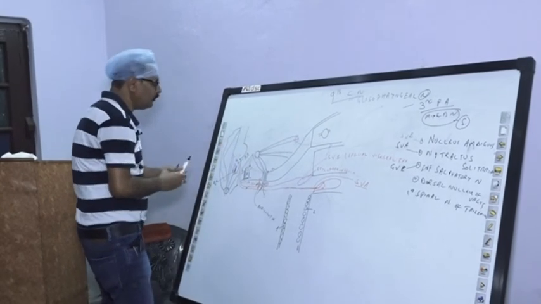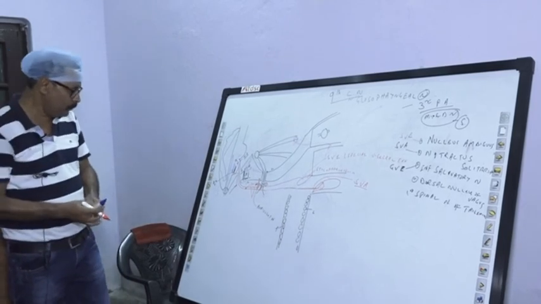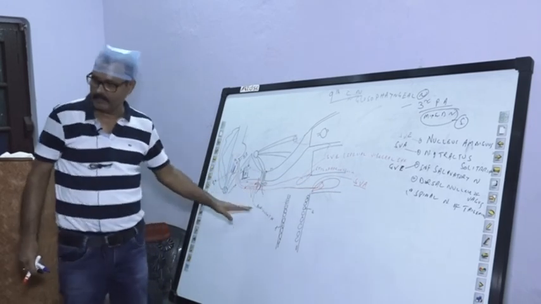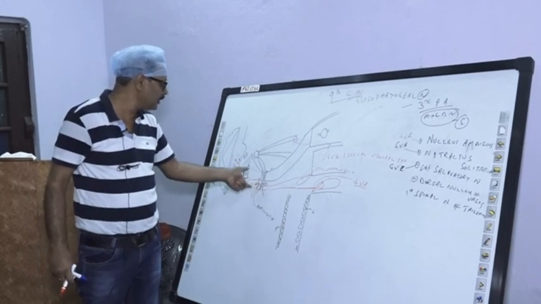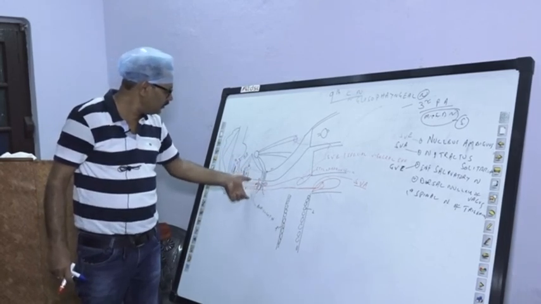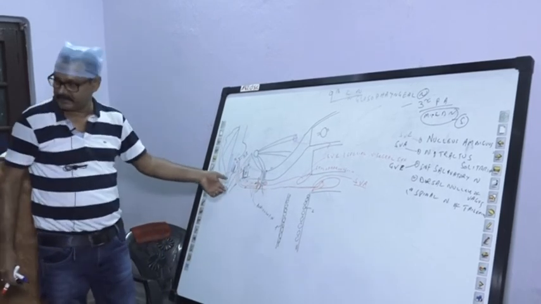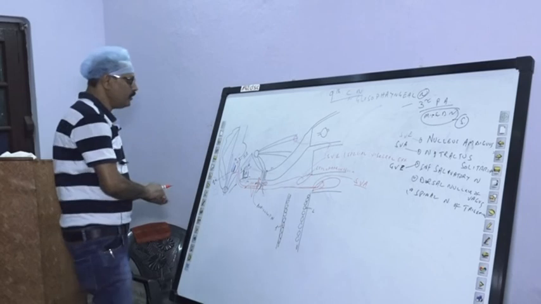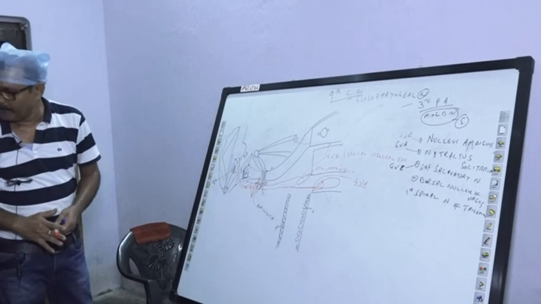Now, we have got the TM joint over here. So we have got the ramus of the mandible sitting over here. And we have got the parotid gland over here.